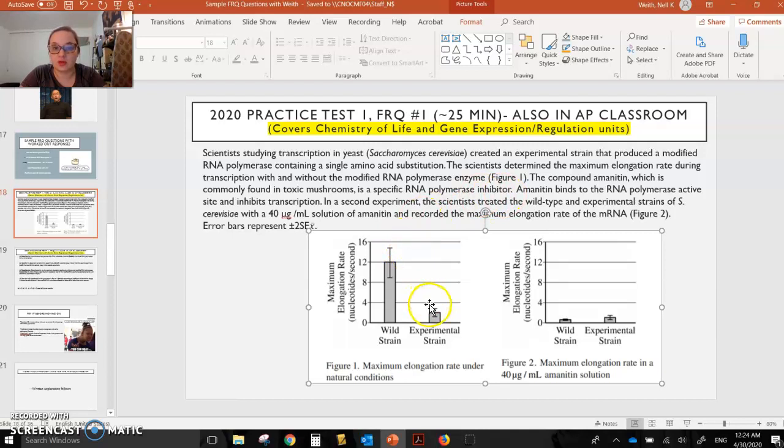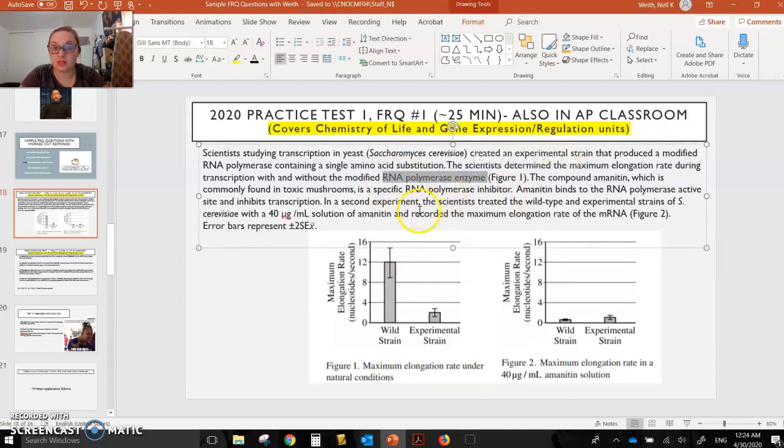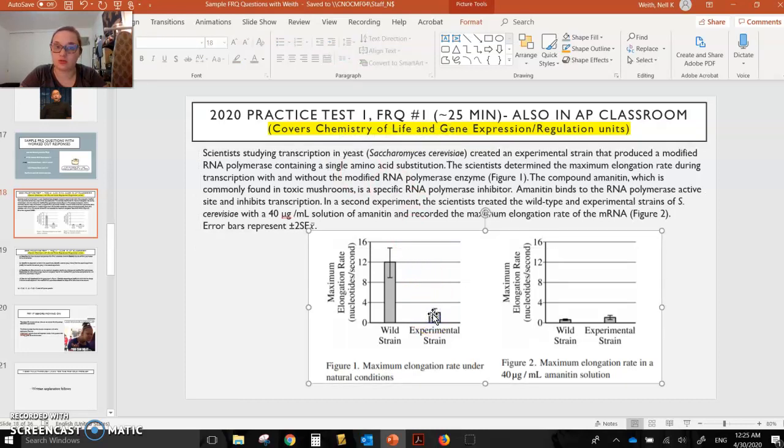And then the experimental strain, this is an enzyme, right? RNA polymerase enzyme. Well, they changed one amino acid in that enzyme, and it's a whole lot slower in this experimental strain. So these yeast still have an RNA polymerase, but it's not working as well, probably down here around 2 bases a second.